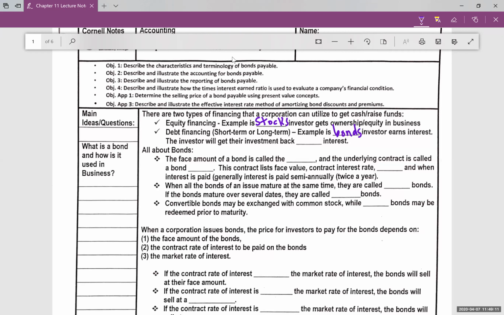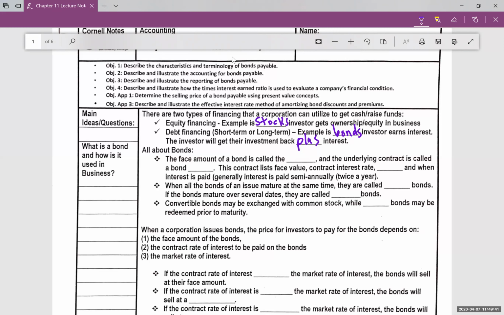The investor gives money to the corporation, and the corporation can use that money, but the investor also earns interest. And you'll see that on almost all of these problems, the interest payments are twice a year. And then at the end of the term, the investor will get their investment back in total, plus all those interest payments they have earned. So all about bonds here.